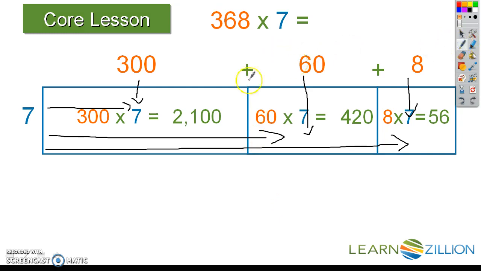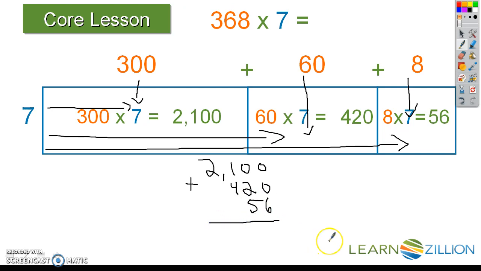So now what we want to do is you add up all of those numbers. So you do 2,100 plus 420 plus 56. So before I add it up, I want you to add it up. So pause the video, add it up, and see if you get the same answer as I do.